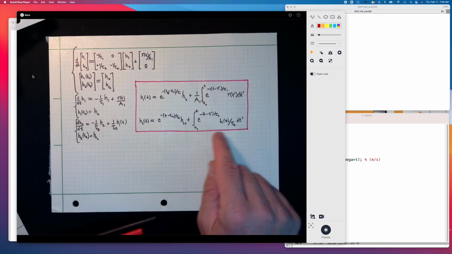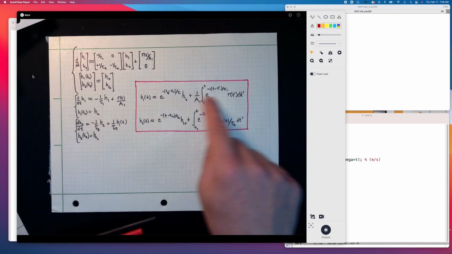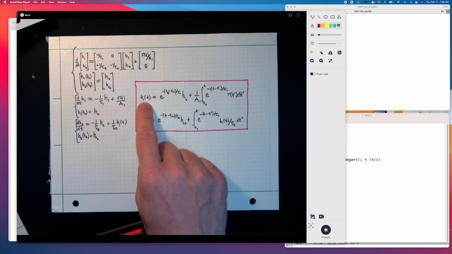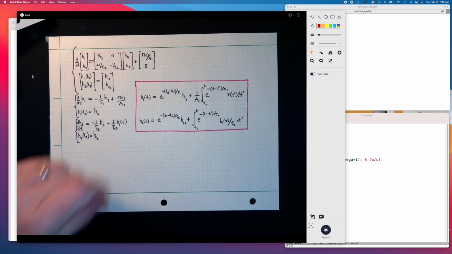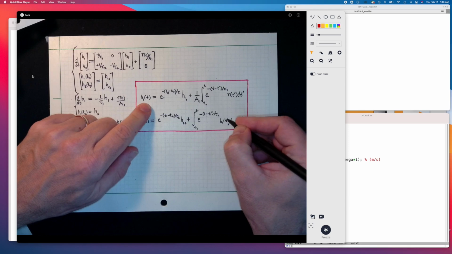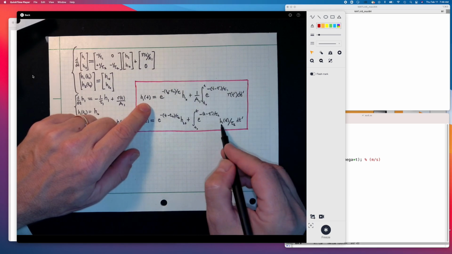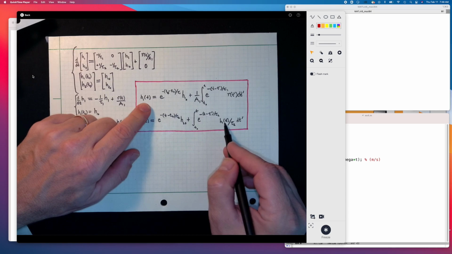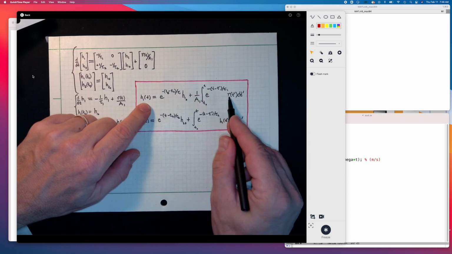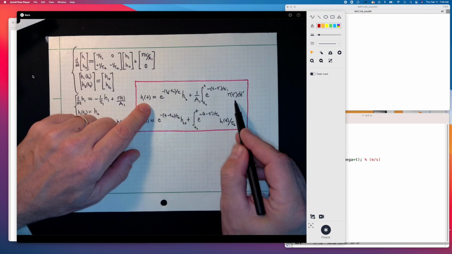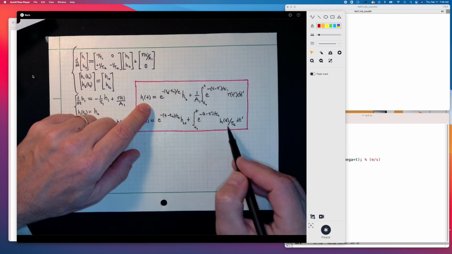We could, in principle, replace h1 by this expression. If we did that, we'd have to be careful to change everywhere we see a t here with a t prime. This is t primed. Right? We're integrating over the forcing. So h1 over tau 2 is the analog of r over a1, and its integral is over t prime. So here I need a t prime.